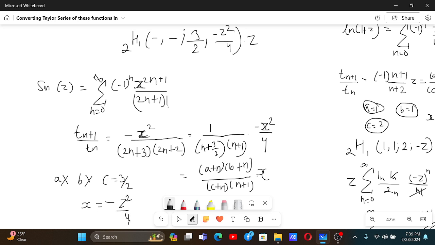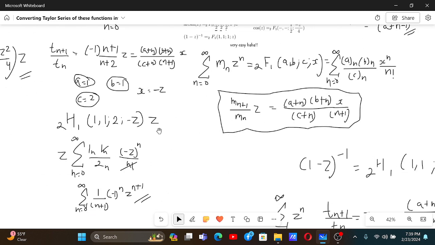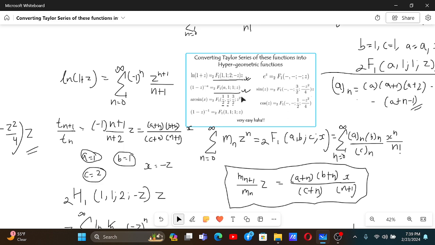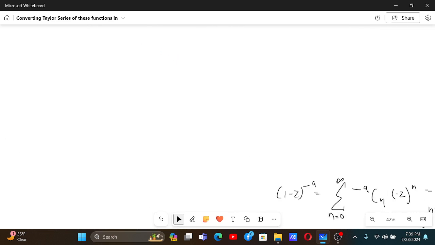So we can write this as the hypergeometric series 2F1 with 3 by 2 comma minus g square by 4, and since the first term is not 1, it's g, that's why we multiply this by g. Now we have our last function, cos g, which is the hypergeometric series with 1 by 2 and minus g square by 4.